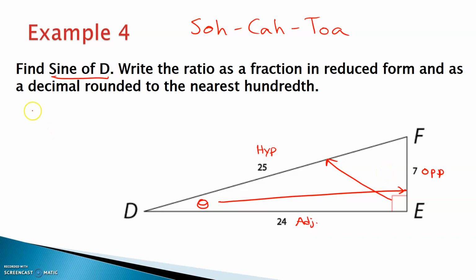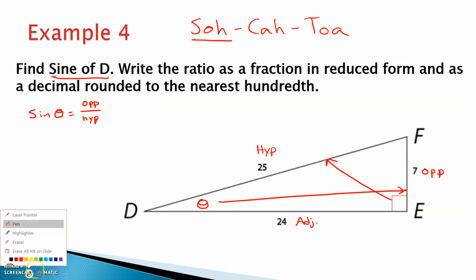All right, let's go ahead. Sine of theta. So what does SOHCAHTOA say? SOHCAHTOA says it's going to be your opposite over your hypotenuse. That's the ratio. That's the fraction that I need to write here.